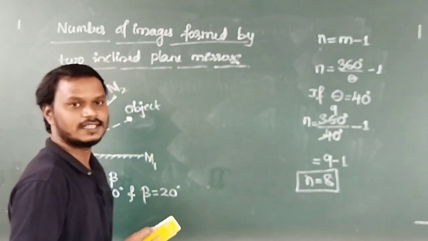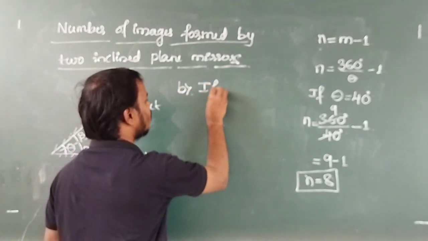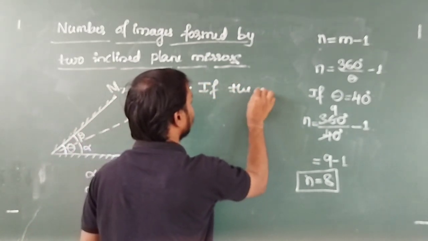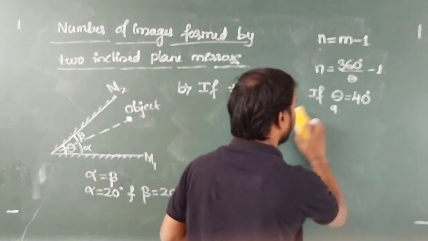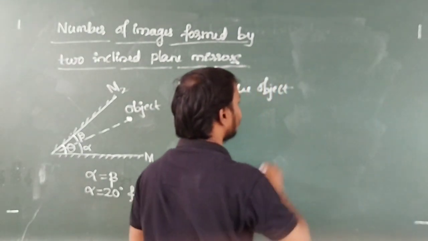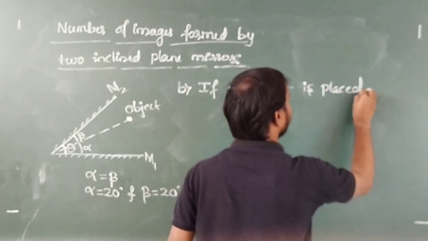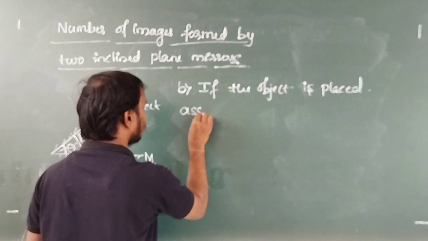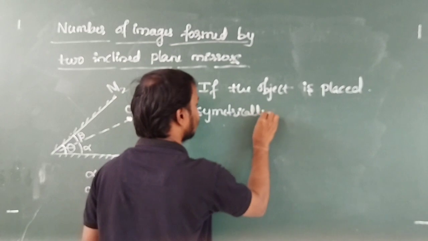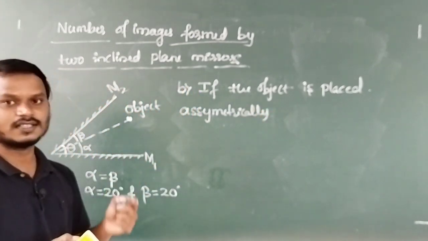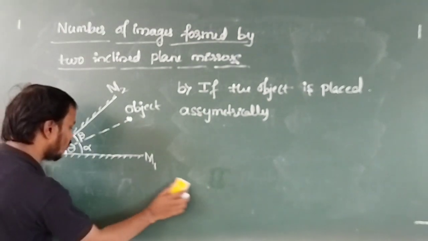Then what about the second case, second sub case, that is B. If the object is placed asymmetrically. So what is the meaning of asymmetrically? Here if the object is placed asymmetrically means alpha and beta they are not equal.